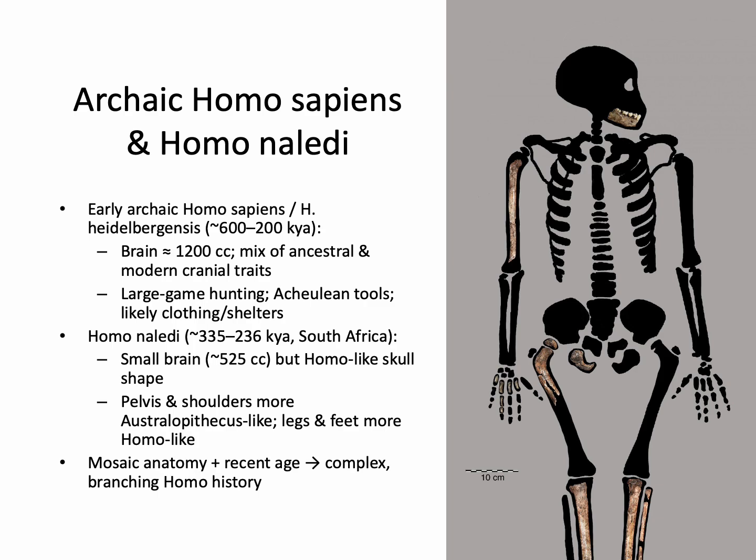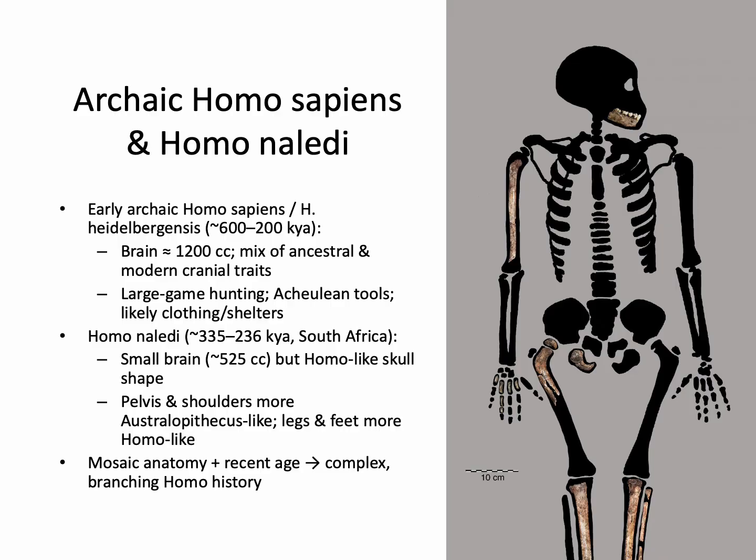Its skull shape, however, is more Homo-like, with some features that resemble later members of our genus. The shoulders and the pelvis are more Australopithecus-like, suggesting that Homo naledi retained some primitive traits. The hands, the feet, and the legs look more modern Homo-like, with clear adaptations for bipedal walking as well as tool use.